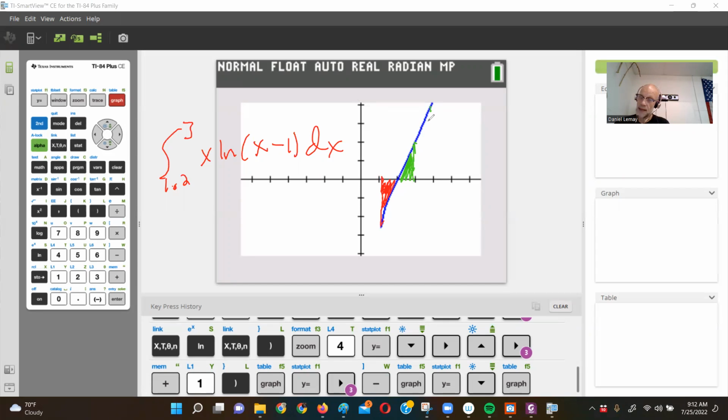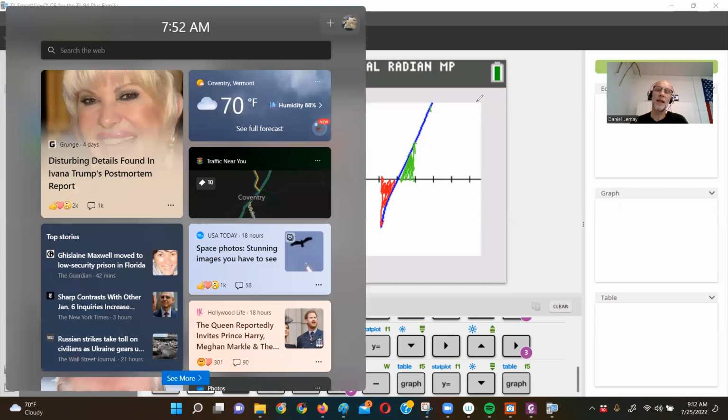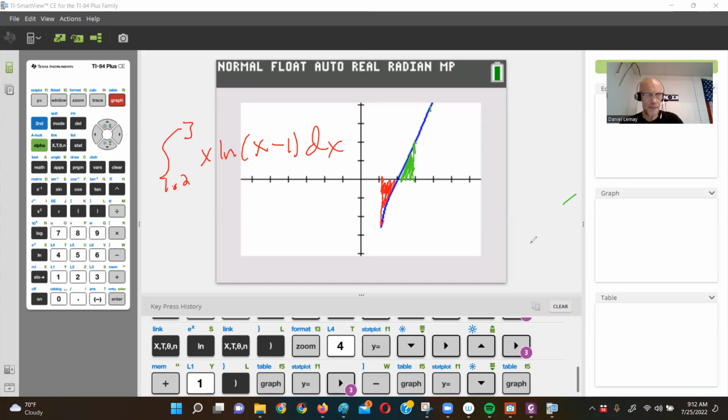So the net area would cancel out the positive and the negatives. Looking quickly at this, it looks like the red negative is bigger than the green positive, but I don't know. So let's find the net area and let's find the total area.